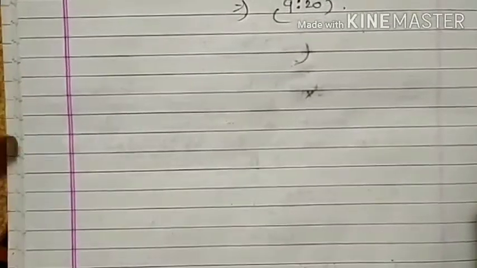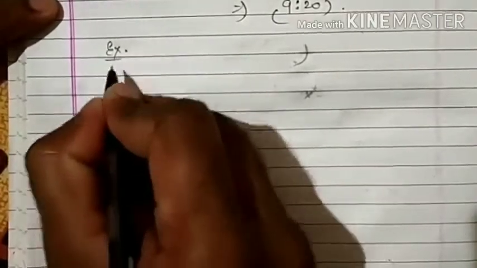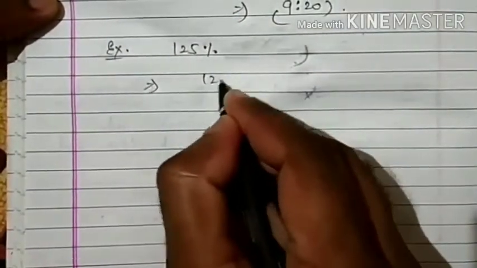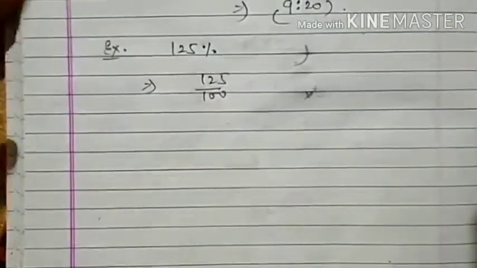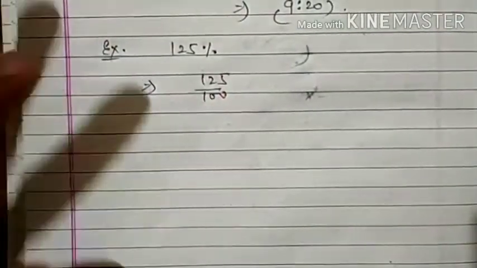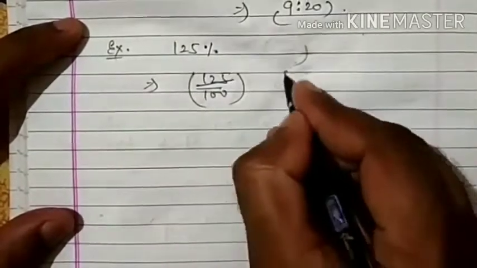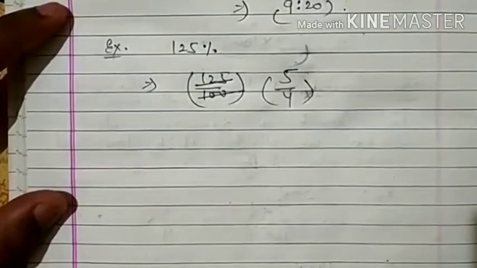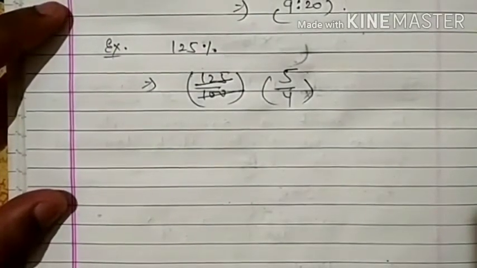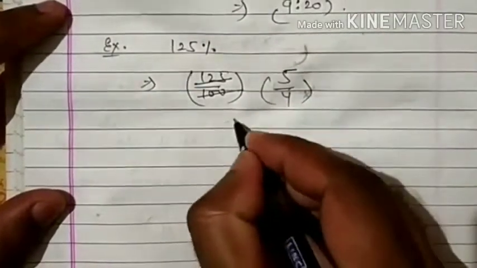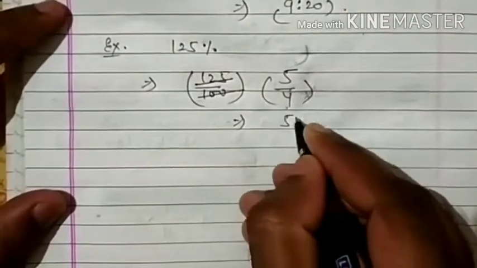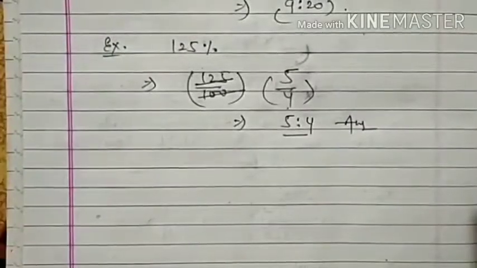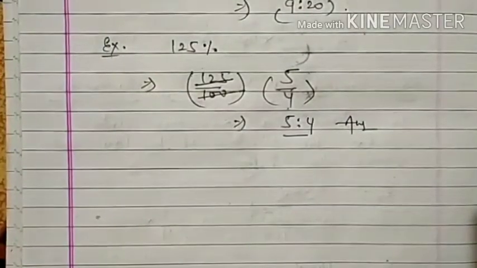Let's take one more example over here. Example 125%. What we will write? 125 by 100. First of all, we will convert percentage into fraction. So 25 fives are 125, 25 fours are 100, 5 by 4. And then this is the fraction. So fraction can be rewritten as ratio. So what will be the ratio? 5 ratio 4. This is our answer. I hope it is clear.